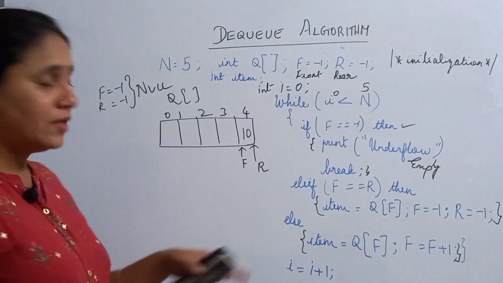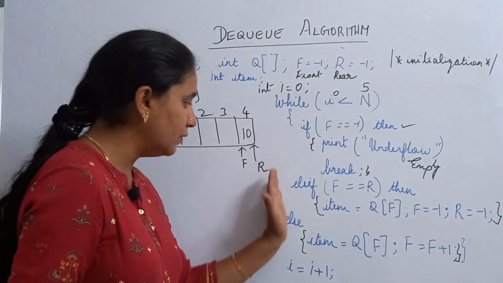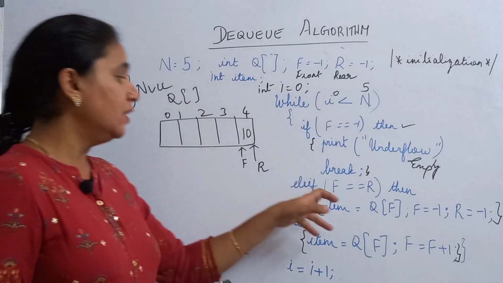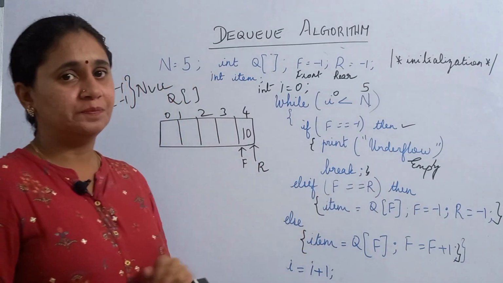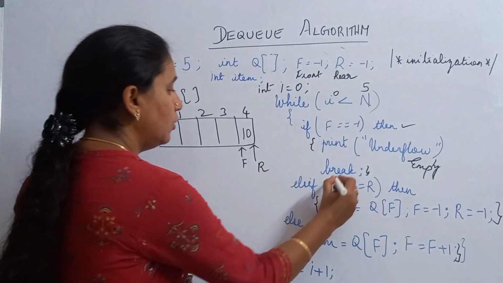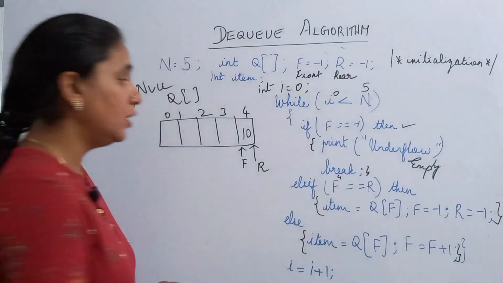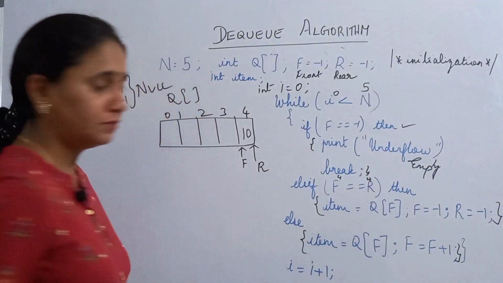Okay, in this case what will happen? For that we have used this else if condition: if front is equal to rear. Okay, so now what is the value? 4. What is our value? Our value is also 4.